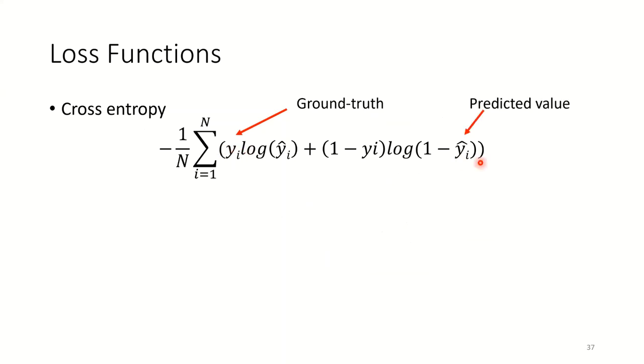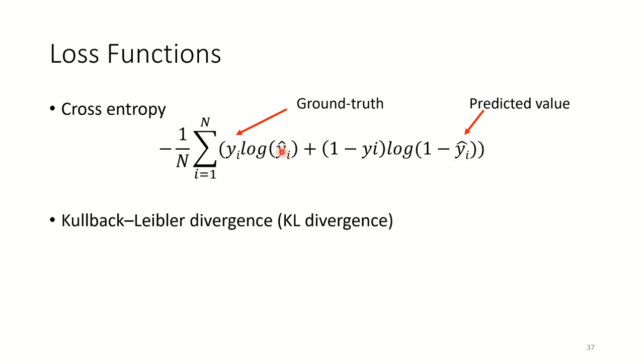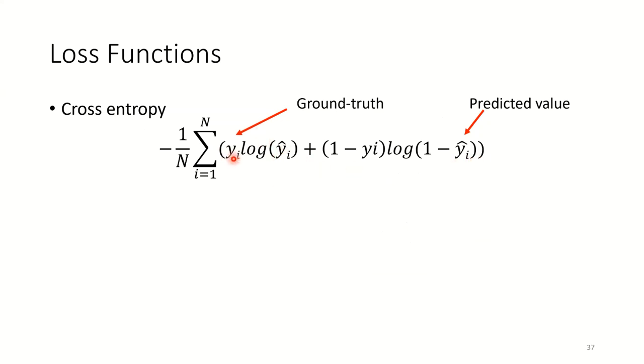So this is the ground truth, that's the predicted value. So that's how you compute cross entropy. You just take this, multiply with log of this. And this is for the positive prediction. And this is for the negative prediction. So for now, just forget about this term. Let's just focus on this. So how does this loss function work?